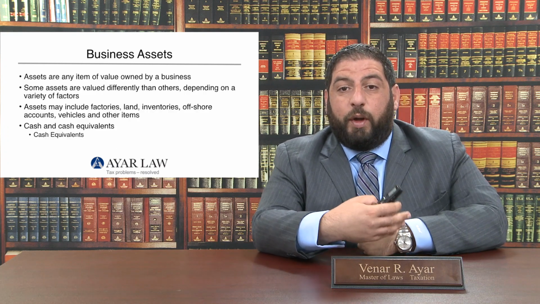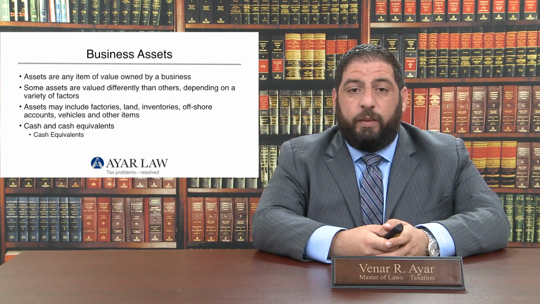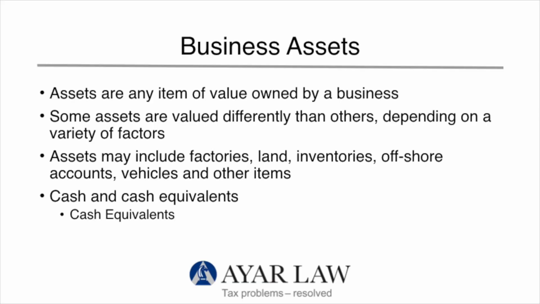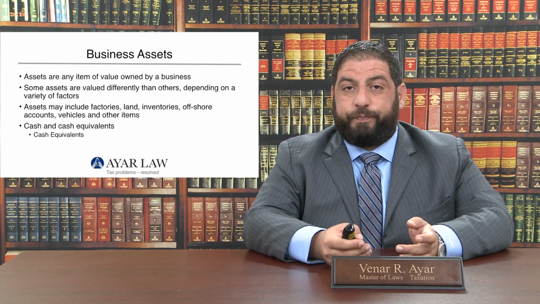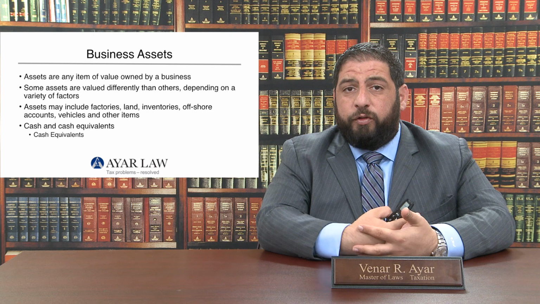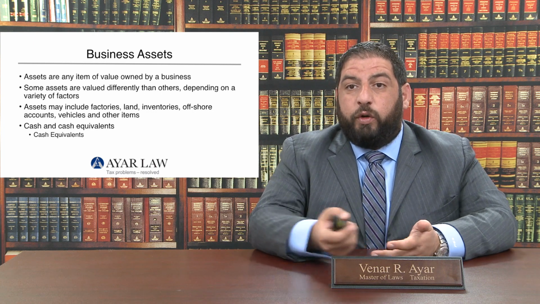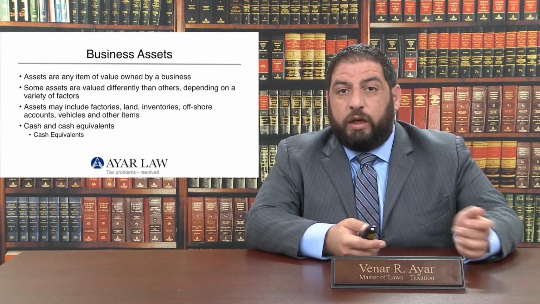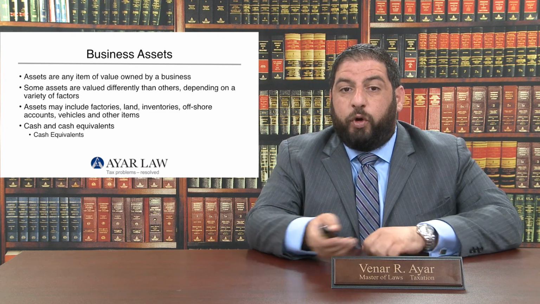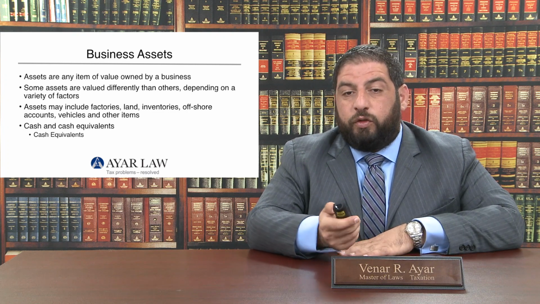Now, when we're talking about business assets, it's the same idea. You look at any item of value owned by a business. There are a number of different ways to value business assets, more so than with personal assets, because you have something called a discounted cash flow analysis. The IRS can look at the value of an asset based on how much money it generates, or based on comparable pricing or what it costs to replace. So, same types of things.